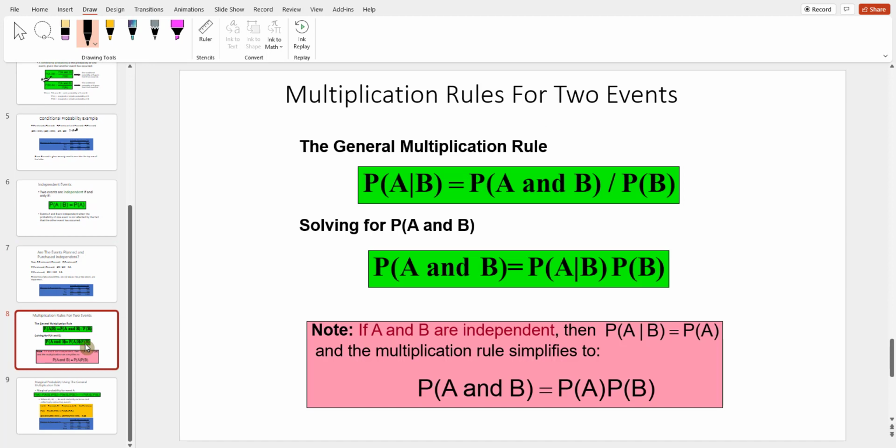The general multiplication rule says the probability of A given B is equal to the probability of A and B divided by the probability of B. So you want to solve for the probability of A and B, and that will be equal to the probability of A given B times the probability of B. If two events are independent, then the probability of A and B is calculated as the probability of A times the probability of B. We use the multiplication rule when we have the word and.